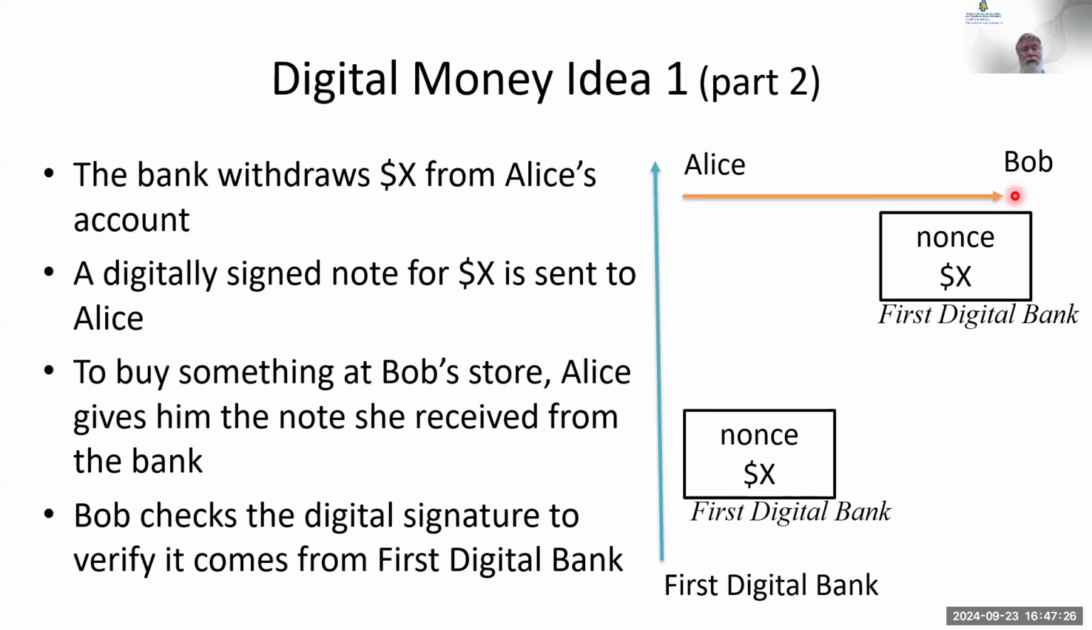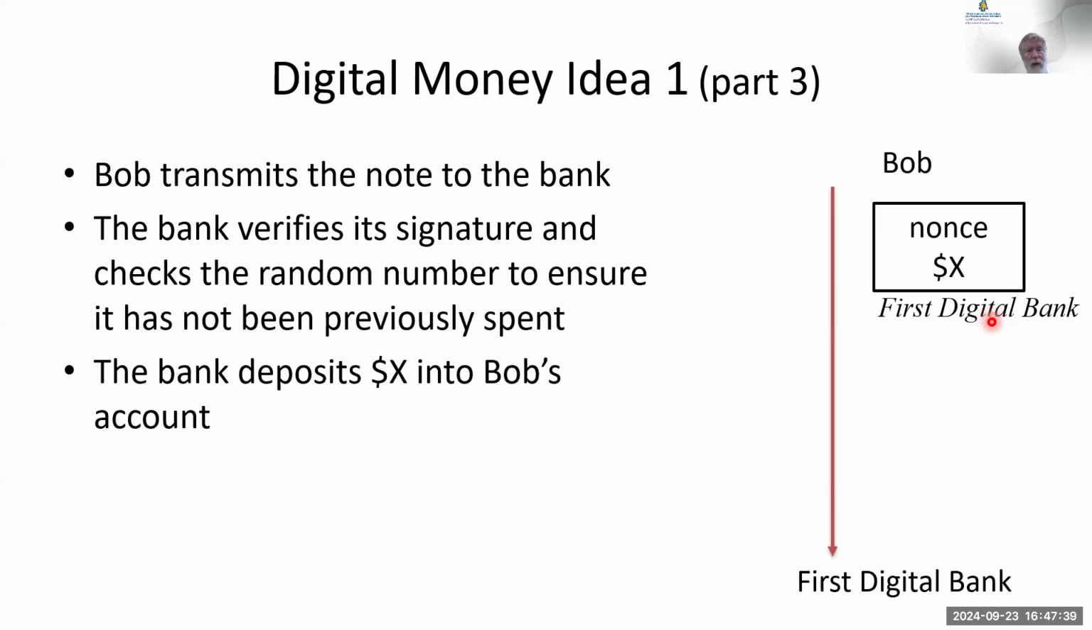She then gives that to Bob to buy something from Bob. So now Bob has it. It has the amount of money, that random number, and it's signed by First Digital Bank. Bob can check to make sure that it's signed correctly, so he knows it's legitimate. Bob then sends it back to the First Digital Bank of Greensboro. First Digital Bank verifies that, yes, that's their signature. They can look at the nonce and say, yes, this has not been spent before, and then they'll deposit X dollars into Bob's account.